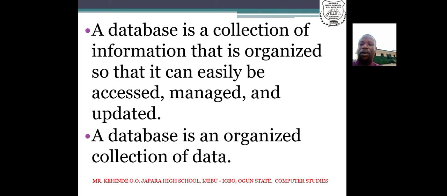So if we could recall when we were discussing data and information, we said that data are raw facts or figures that are yet to be processed, while information are processed data. So by the time we collect data and information and then we group it together using certain key or criteria, that is what we refer to as a database. It is a collection of information that is organized in a way that it can be easily accessed, managed, and updated for decision making. So in a nutshell, a database is an organized collection of data and information.